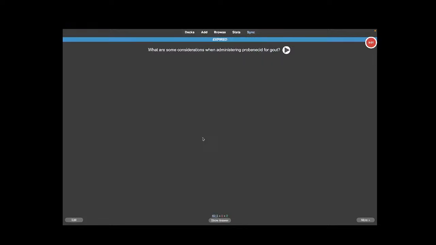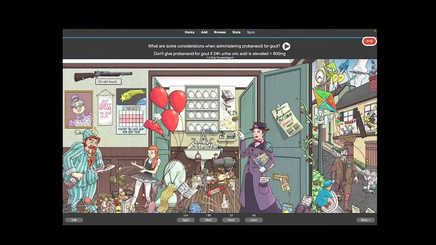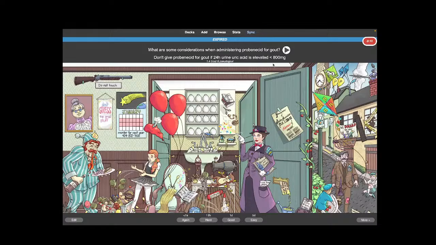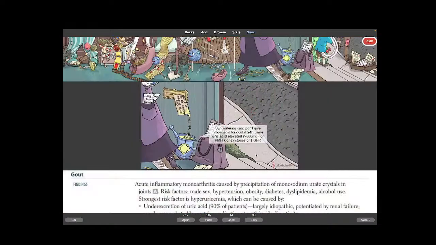What's the medical term for pseudogout? Considerations when administering: don't give probenecid for gout if uric acid is elevated, less than 800 milligrams. Well, where is that mentioned? Well, we're not gonna know.